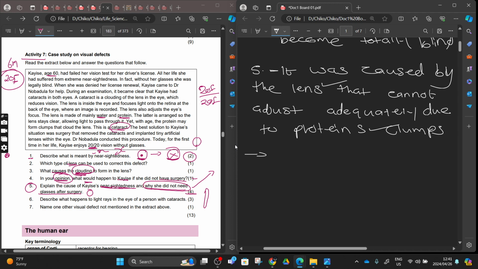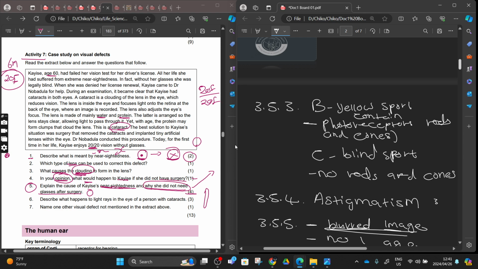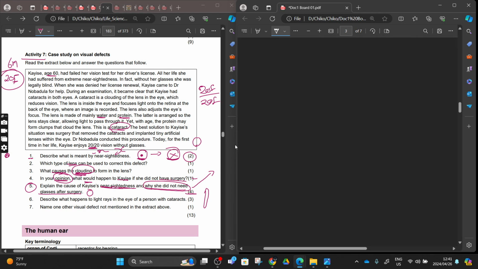And then with the lens removed and replaced, right? Where were we?